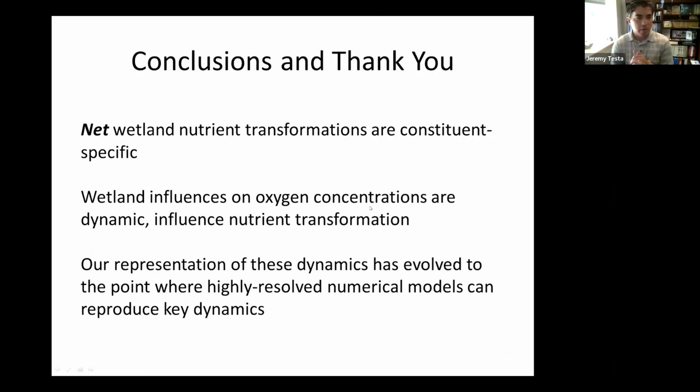So I think I'll sort of wrap up there. Here are my conclusions, but I think the main conclusions are that these transformations can be constituent specific, for example, nitrogen versus phosphorus. These wetland influences on oxygen might actually be important to represent as we think about how these wetlands interact. And the representation of these in the model I showed and many others out there is getting pretty sophisticated. So yeah, that's what I wanted to cover today. Thanks for listening and thanks for having me here to present.